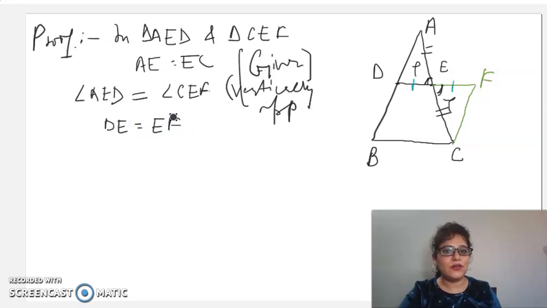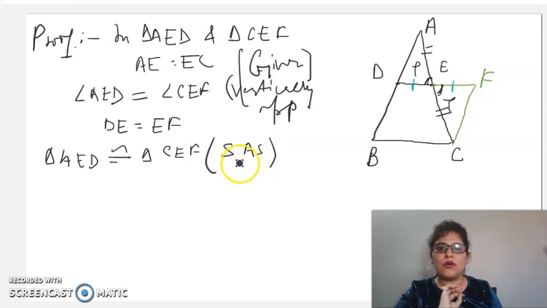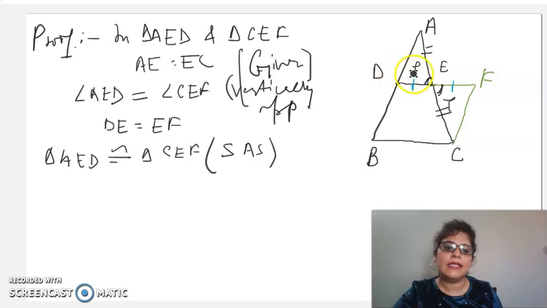Alright. So what congruency have we used in these two triangles? We have used side, angle, side. So triangle AED is congruent to triangle CEF by the SAS congruence condition. Now these two triangles are congruent, okay. Now why have we shown these two as congruent? What was our motive? Our motive is we want this AD to be equal to FC. Why? We'll get to know about it. So we can say that AD is equal to FC.